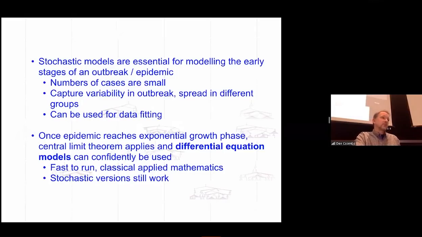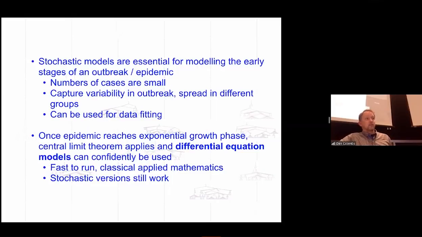Okay, so stochastic models are really important for modeling the early stages of an outbreak or an epidemic, when the number of cases are small and you get essentially demographic stochasticity in different realizations of the process. And they can be used extremely easily these days for data fitting because we can simulate as much as we want and then only keep the simulations which fit the data, and then we can look at the parameters for those simulations and ascribe evidence that those parameters are right from the fit to the data.